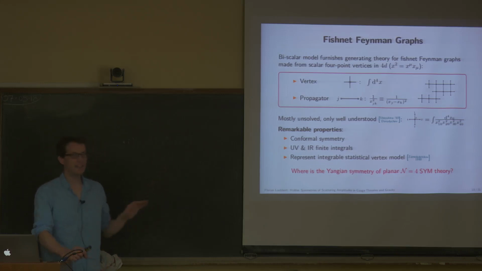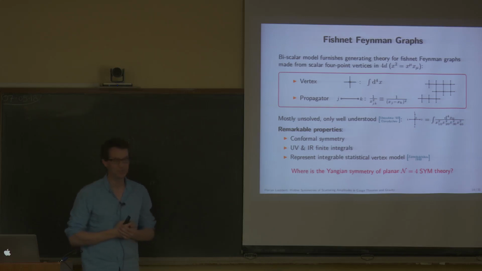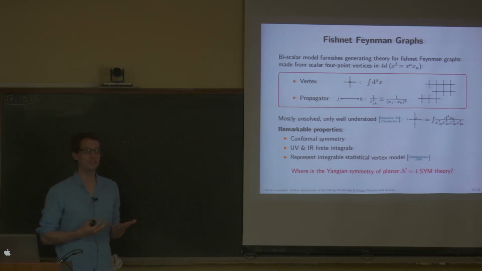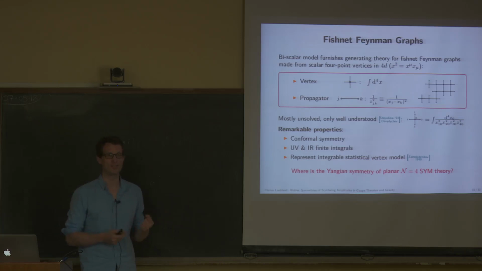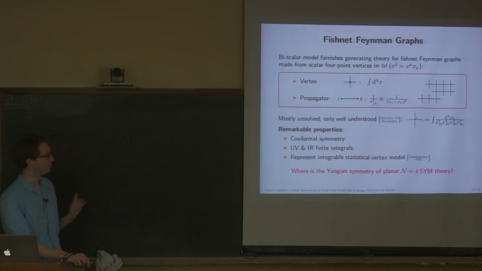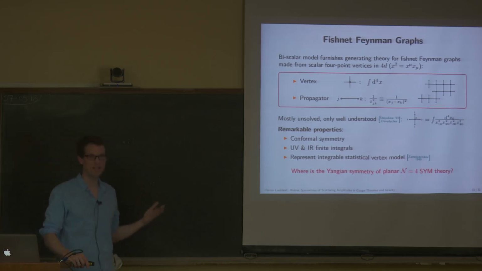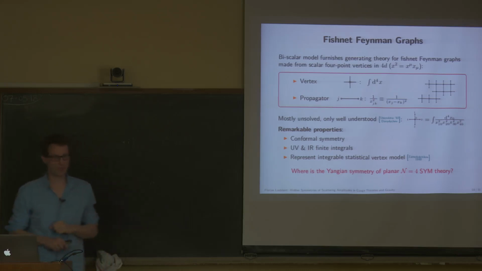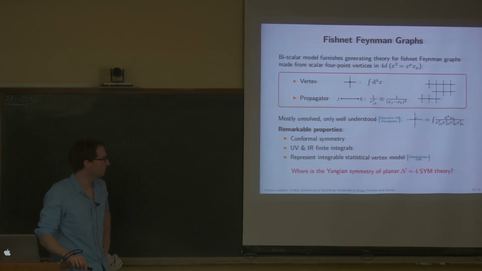And already in 1980 there was a connection to integrability given by Zamolodchikov, where he shows that these fishnet Feynman graphs can be used to define statistical vertex models that are integrable in a certain sense. A bit different from what I want to discuss here, and actually he was more interested in the thermodynamic properties, and computed the partition function in the large volume limit. But there was already a connection to integrability.